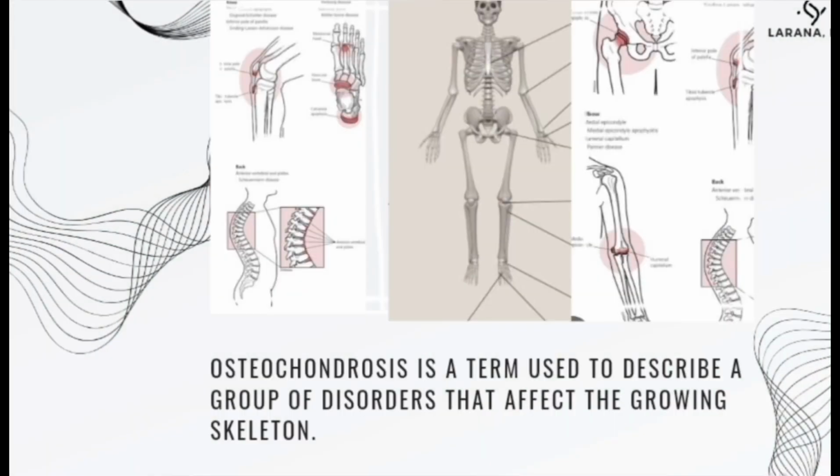Osteochondrosis is a term used to describe a group of disorders that affect the growing skeleton. Osteochondrosis is a self-limiting developmental derangement of normal bone growth, primarily involving the center of ossification in an epiphysis. It usually begins in childhood as a degenerative or necrotic condition. By definition, osteochondrosis is an aseptic ischemic necrosis.